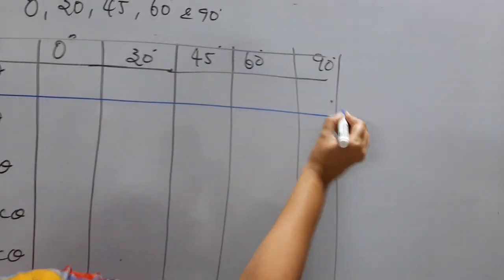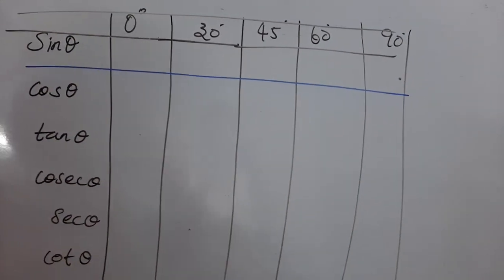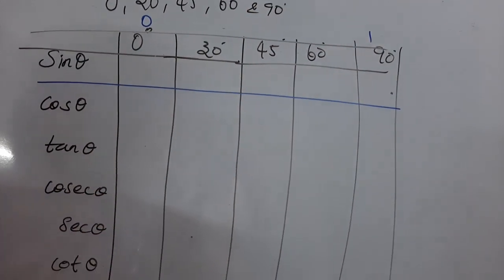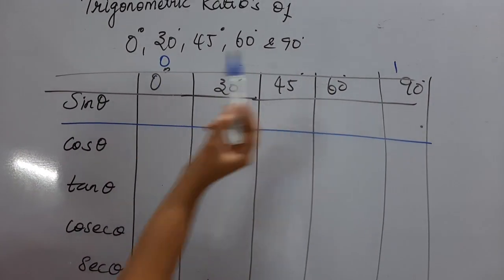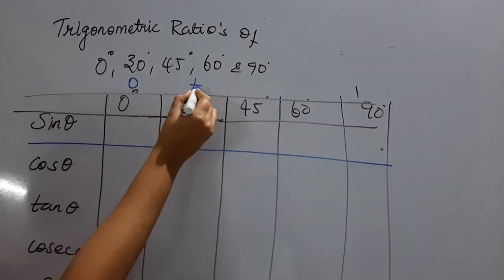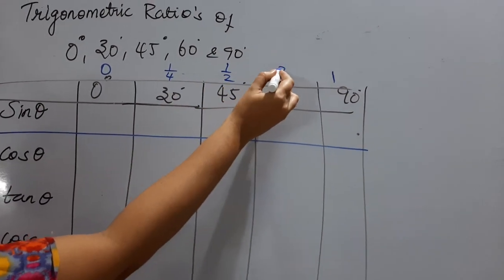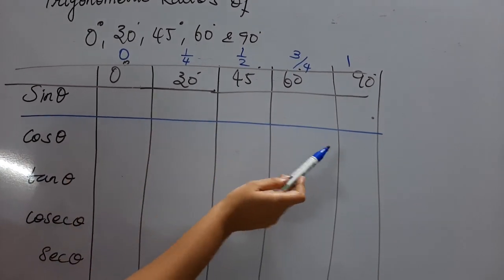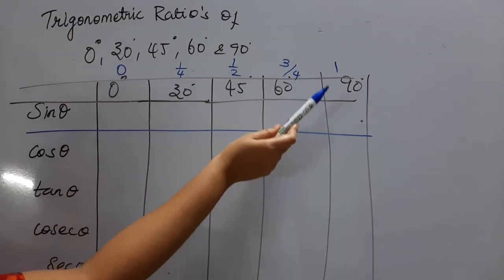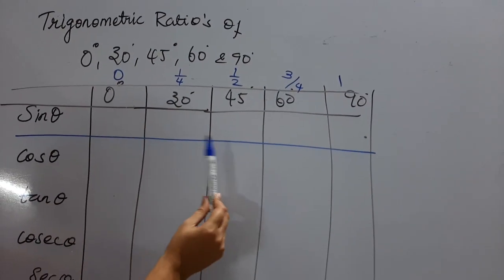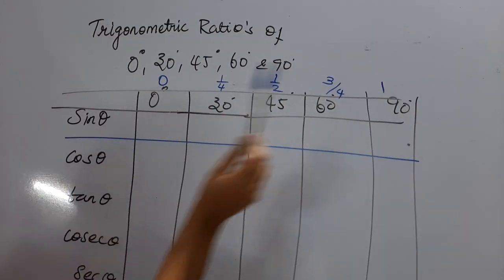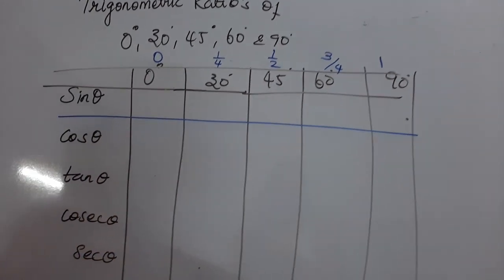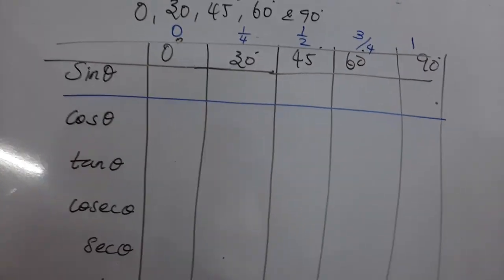For these angles, now we are going to take the values starting from 0 to 1. Divide 0 to 1 equally for the other 3 values. So 1 by 4, half and 3 by 4 we will get. We have 5 different angles. We started with 0 to 1 and we are dividing the other 3 values equally between 0 to 1. Why did we take only the angles 0, 30, 45, 60 and 90? Because we are dealing only with acute angles here.